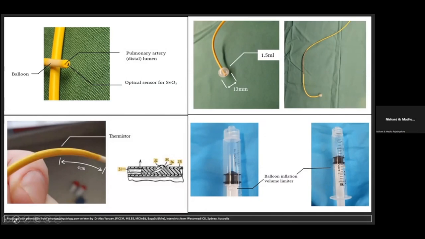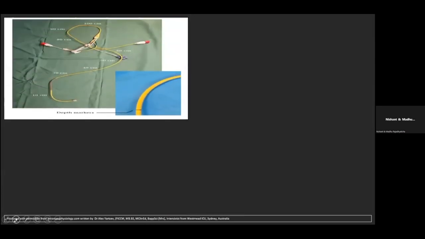This is the thermistor, which is usually situated 4 centimeters from the distal end. It is hardly visible because it is embedded in the polyvinyl chloride material to prevent short circuits and intracardiac microcurrents. It is a resistor which has a maximum sensitivity between 30 to 40 degrees Celsius, and it measures the change in temperature of the pulmonary artery blood as it moves past the catheter.